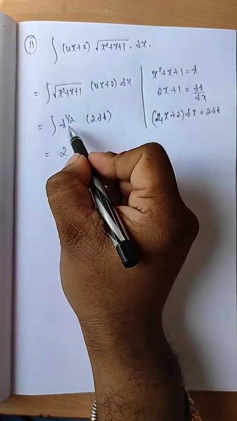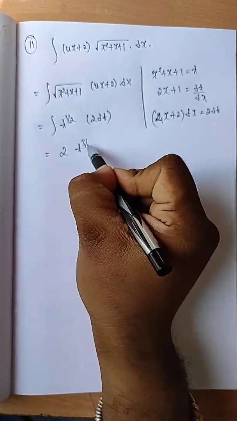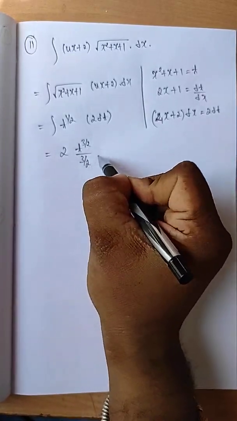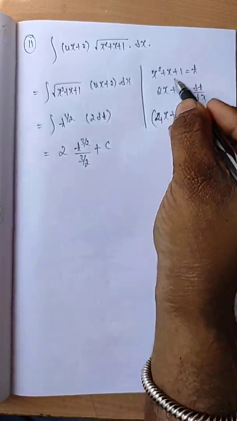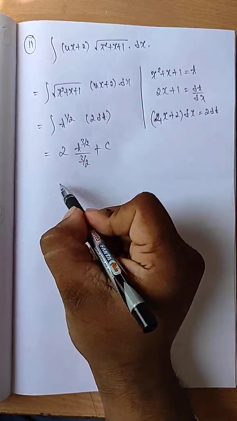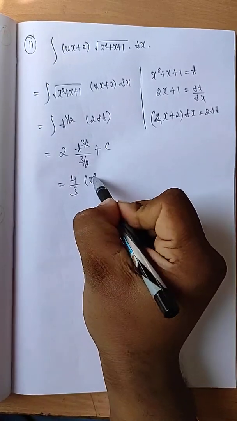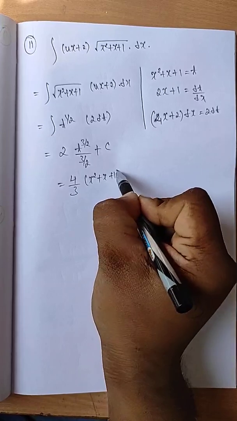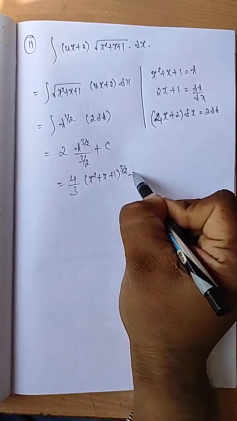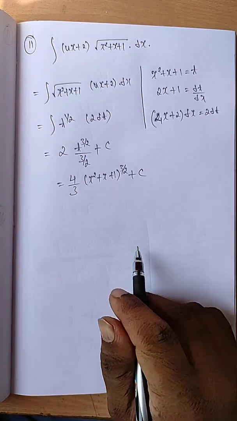What is the integration of t to the power of 1 by 2? The integration of t to the power of 1 by 2 is t to the power of 3 by 2 by 3 by 2 plus c. What is t? X square plus x plus 1. The reciprocal of 3 by 2 goes up, so 2 twos are 4, so 4 by 3, times x square plus x plus 1 to the power of 3 by 2 plus c. Is it clear? Is it okay?